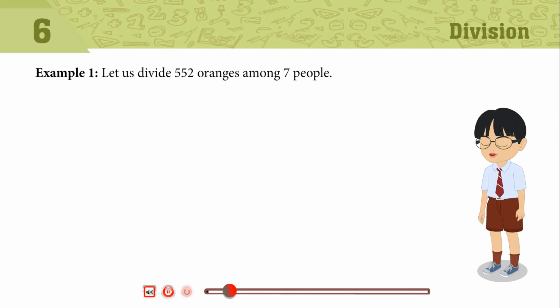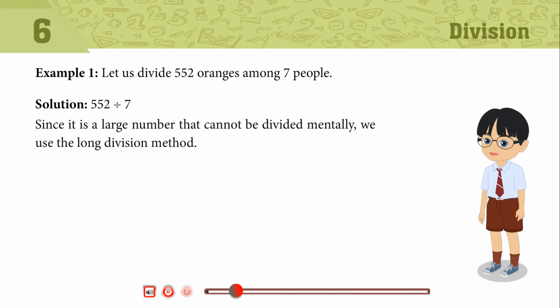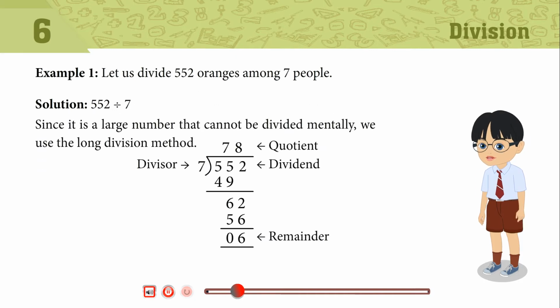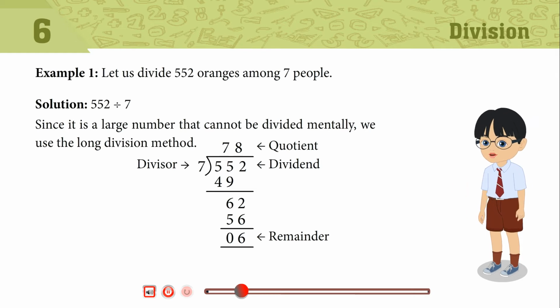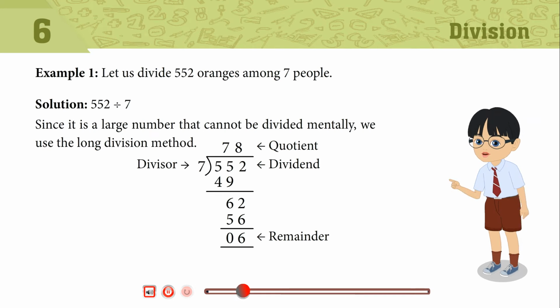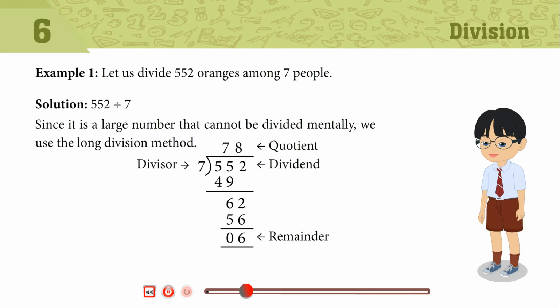Example 1. Let us divide 552 oranges among 7 people. Solution: 552 divided by 7. Since it is a large number that cannot be divided mentally, we use the long division method. Divisor, quotient, dividend, remainder: divisor 7, quotient 78, dividend 552, remainder 6.